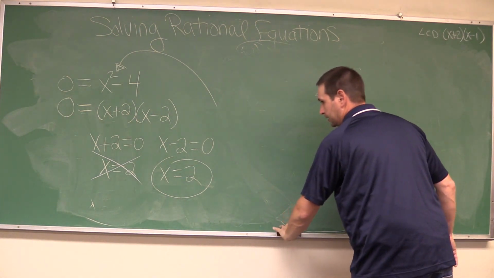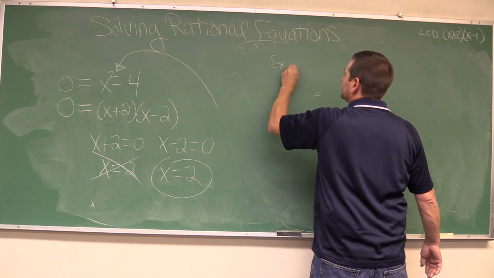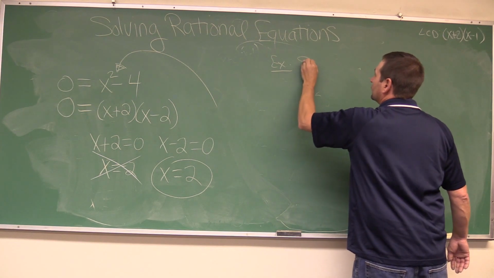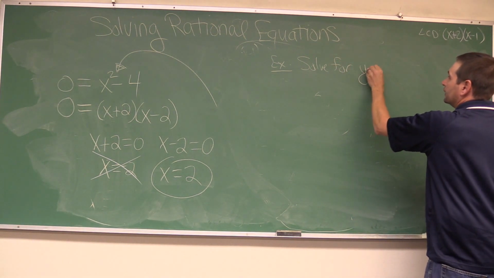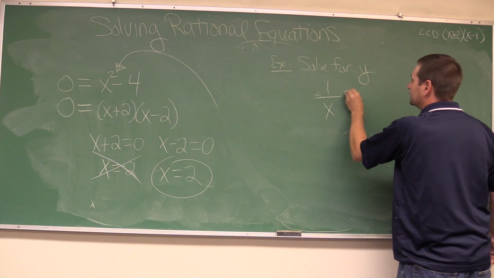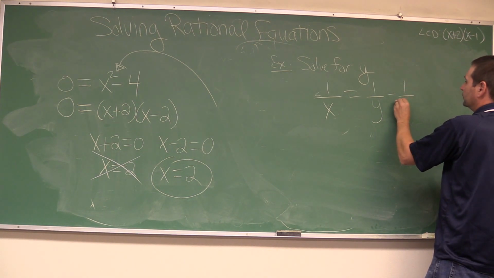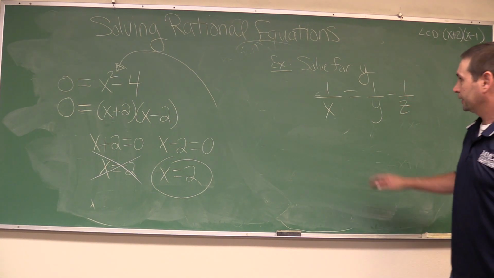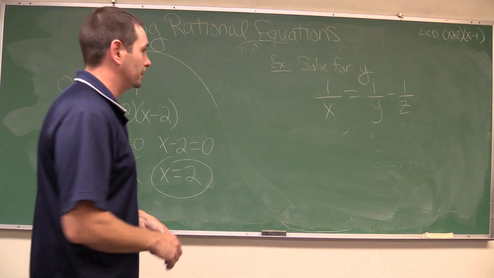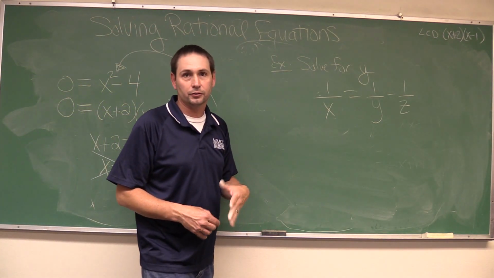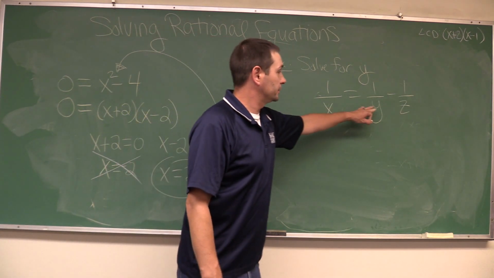you might see is, if I had something like this, and I asked you to solve for y, and I gave you something like 1 over x equals 1 over y minus 1 over z. Here's a quick example of something like that where it's like, wait a minute, it's all variables, it's a formula. You might see something like this in electrical engineering, resistance formulas, stuff like that. How do I solve for a variable that is down in the denominator?